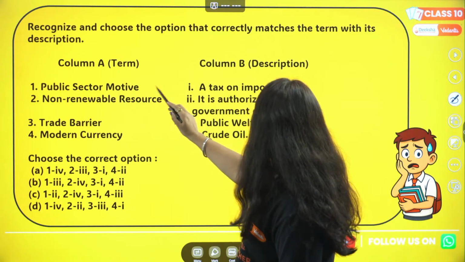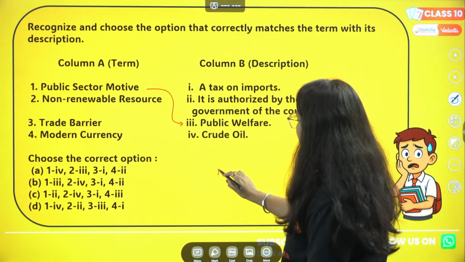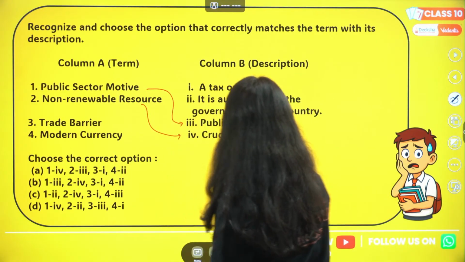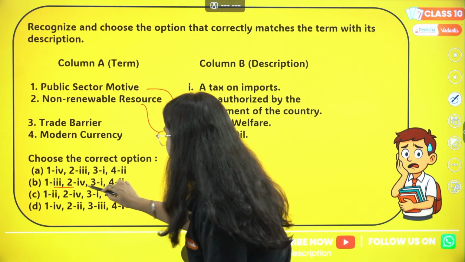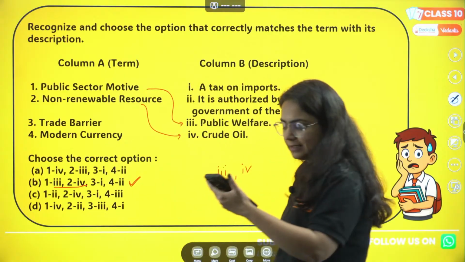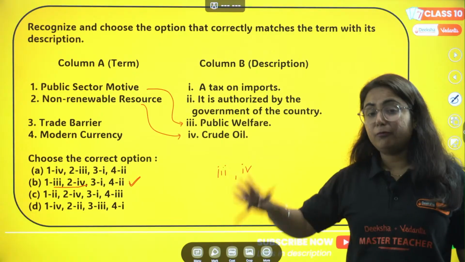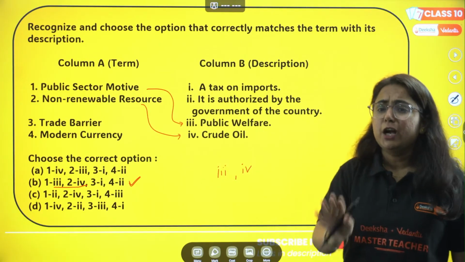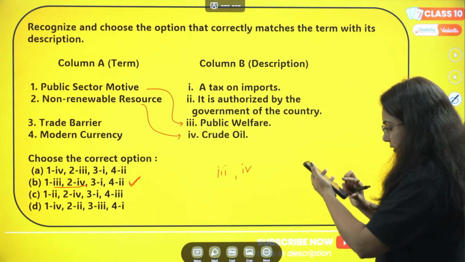So public sector motive. Public sector motive is to provide what? Public welfare. Then here we have 3. Non-renewable resource, it's crude oil. 3, 4. See, where it is 3, 4, here it is 3, 4. So the answer is B as correct. Easy one. Don't waste your time when you're sure about the answer in 1 or 2 points only. Okay? Don't waste your time considering that I need to read everything, etc.